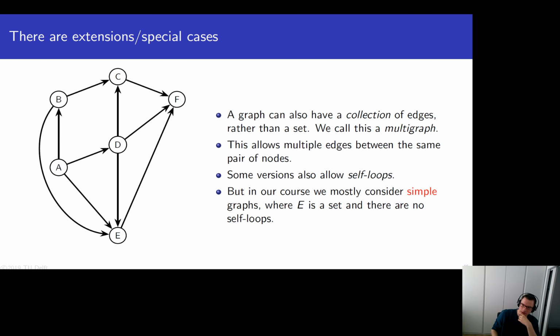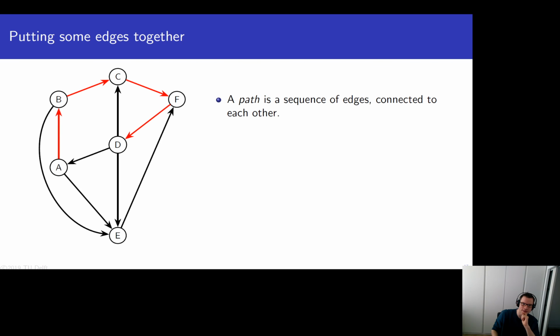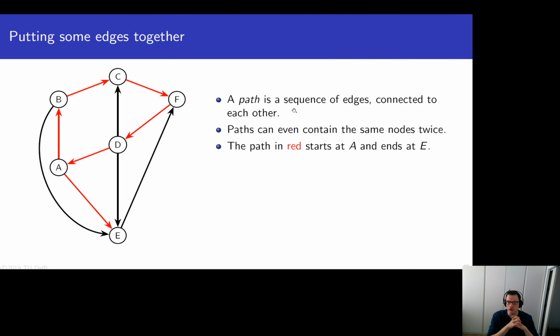Okay, then let's take a look at something about these edges. So we saw something about these nodes, right? They have in degrees, out degrees. Now let's take a look at a sequence of edges. And then we have a path. A path is a sequence of edges that are all connected. What does connected mean in this case? Well, it means that the endpoint of one edge is the start of the next edge. So in this case, A to B, and B is now the start for the next edge, B to C. Paths could contain the same nodes twice. So the path that I've drawn here starts at A, and it goes in a nice loop, and then back to A and then to E. That's all fine.